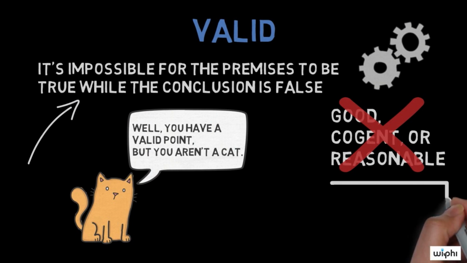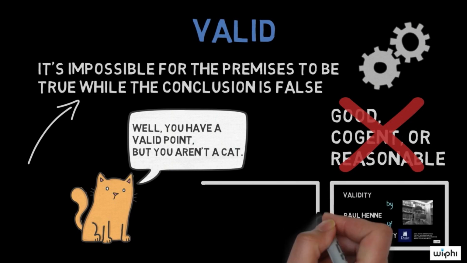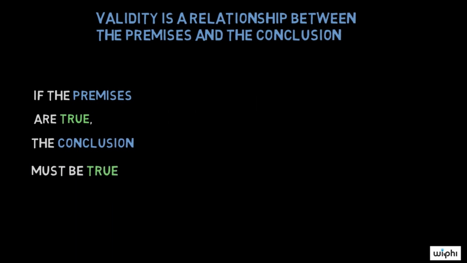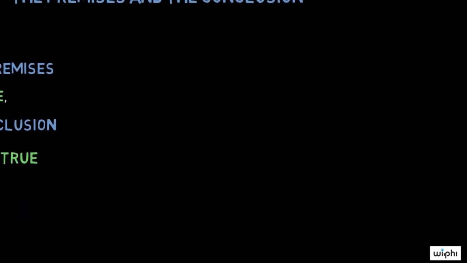There are several other Wi-Fi videos that discuss this notion of validity in more detail. To say that an argument is valid is to say something about the relationship between the premises and the conclusion, namely that if the premises are true, the conclusion must also be true. But it's not to say that its premises or conclusion are true.